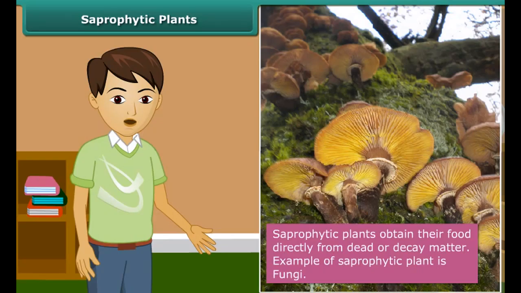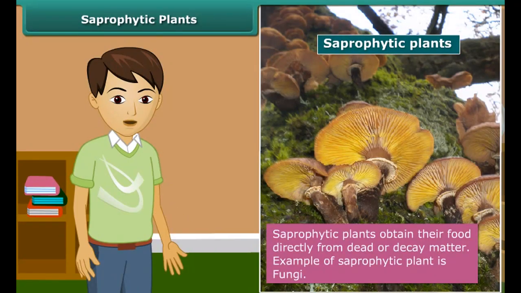To get their nutrients from dead and decaying matter, they secrete digestive juice and convert it into a solution. This mode of nutrition, in which organisms take in nutrients in solution from dead and decaying matter, is called saprophytic nutrition, and organisms which use this kind of mode of nutrition are called saprotrophs. Thus, we can say that fungi are saprotrophs.